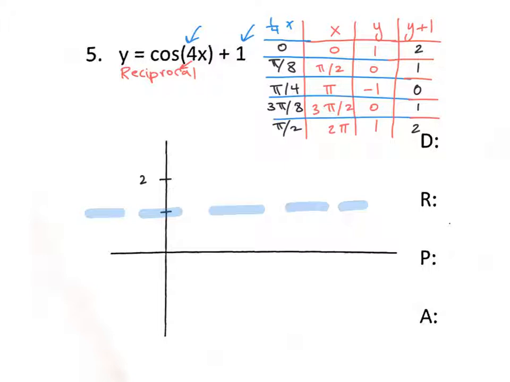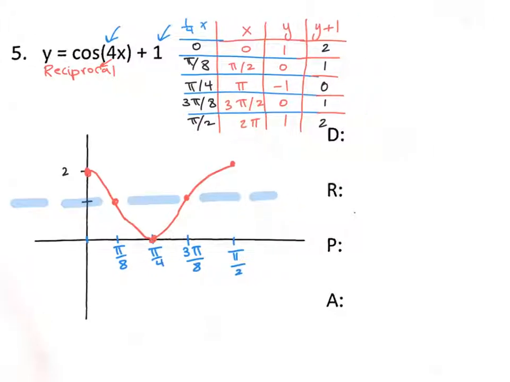Now let's go ahead and plot the angle. So I have a 0, pi over 8, pi over 4, 3 pi over 8, and pi over 2. And let's just plot the points. At 0 it's going to be 2. At pi over 8 it's going to be 1. And actually I can figure out how the graph looks like, because it's going to look like a dip. And my sketch looks like this.